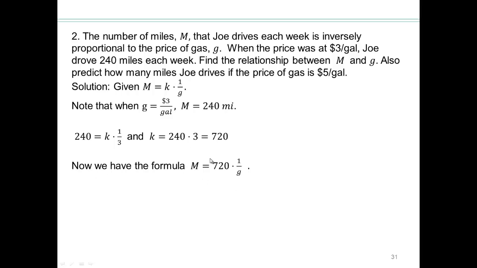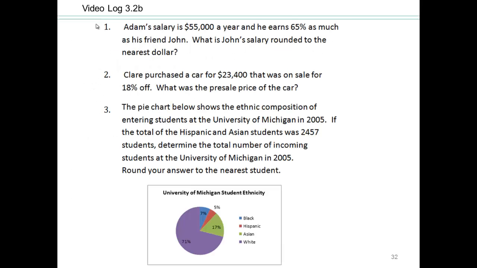So here's our equation. Now they're asking you to predict how many miles Joe drives if the price of gas is $5 a gallon. If you have $5 a gallon for G, then 720 times 1/5 will give you about 144 miles. That's how much he can drive if the price of gas was $5 a gallon. All right, see what you can do.